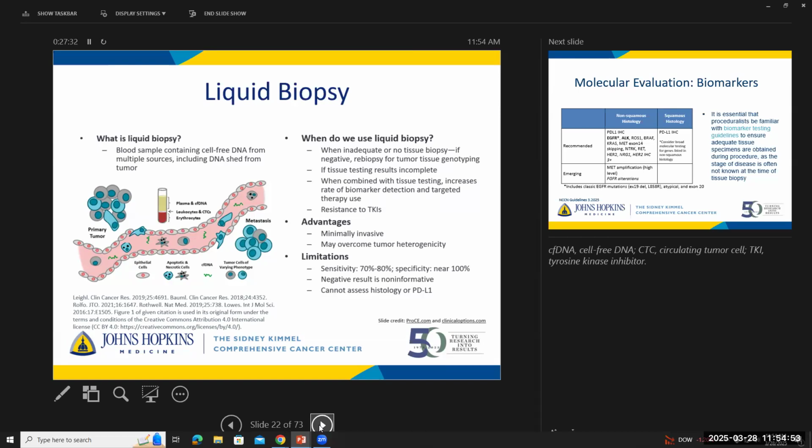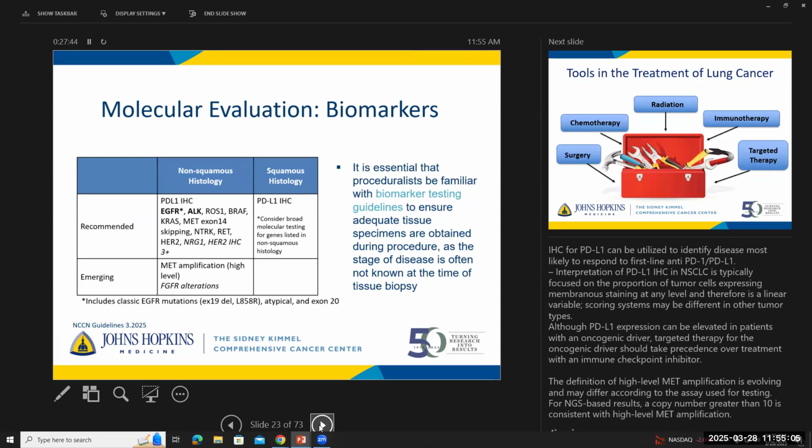We also cannot tell histology, like we cannot tell the cell type because it's more fragments of DNA, and we can't test PD-L1, which is an important biomarker that we need to make treatment decisions.